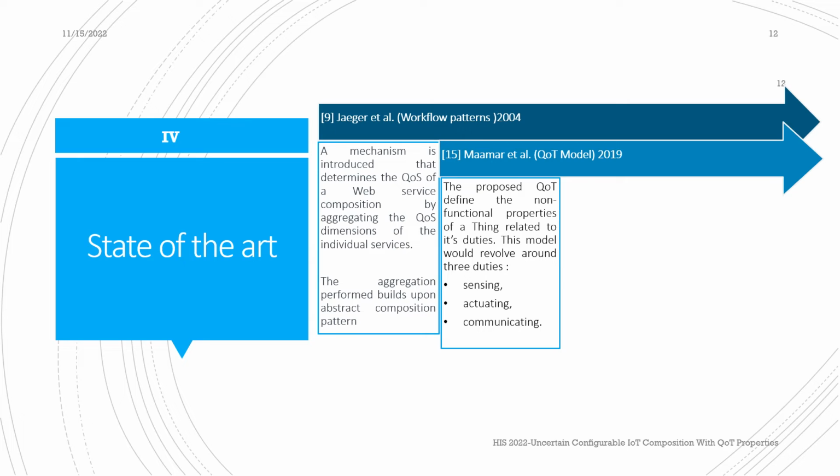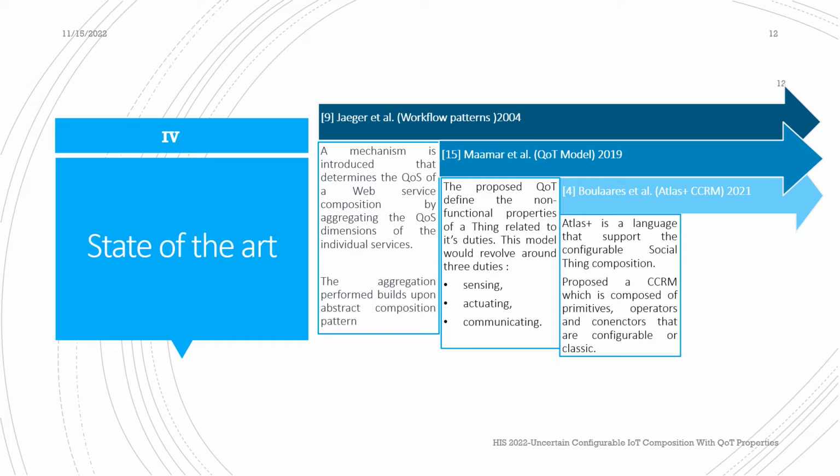In that work, they proposed the QoT that defines the non-functional properties of a thing related to its duties. This model would revolve around three duties: sensing, actuating, and communicating.